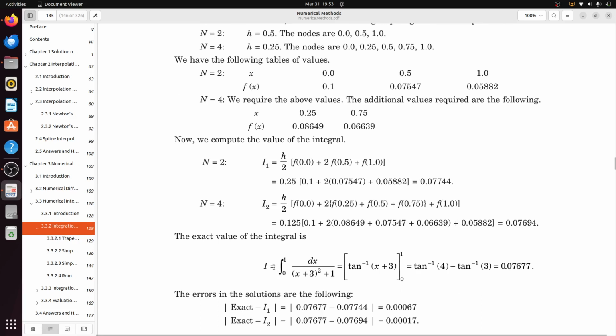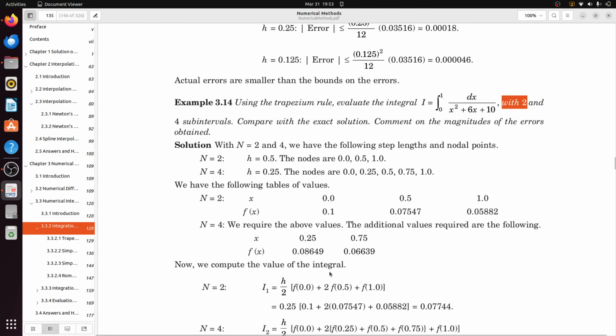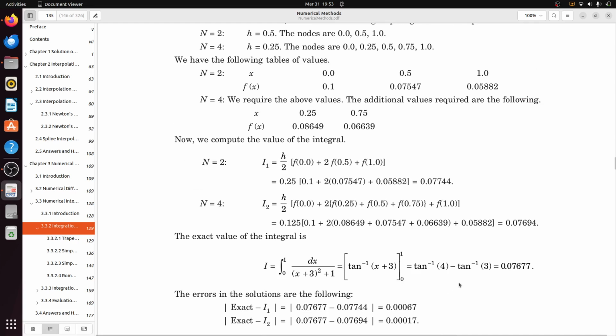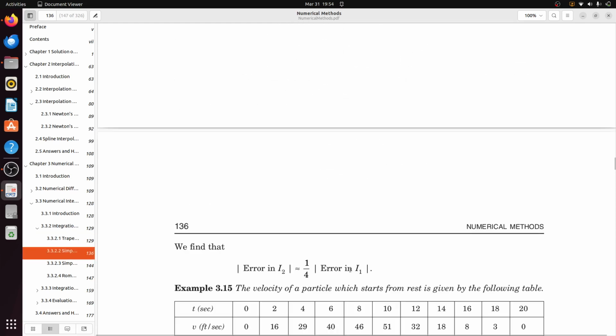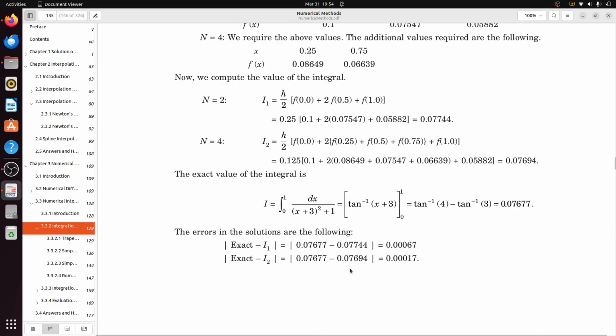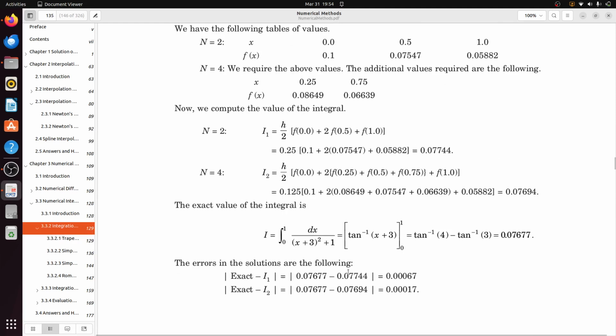So what is the error? The error is, so this is like the integral dx, tan inverse x plus 3, 0 to 1, tan inverse 4 minus tan inverse 3. Just we have written it in terms of this plus whole square, so that is 0.07677. So the error is 0.00067. So similarly, तो what does it mean that आप अगर सब इंटरवल को 2 times करोगे तो error will decrease 4 times. Is it clear?